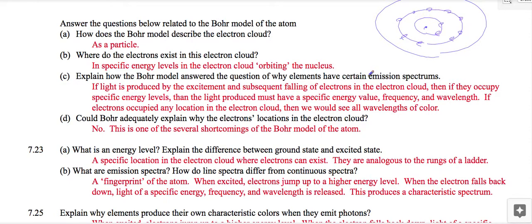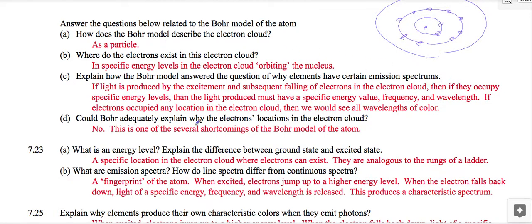Now we can excite them with electricity or fire or something like that, and they produce a very specific color of light. They produce this emission spectrum. And the spectrum then shows that the electrons are falling from a very specific electron shell to another specific electron shell. Because if they could fall anywhere or exist anywhere in the electron cloud, then we would see a continuous spectrum, a rainbow pattern, as opposed to individual bright lines. So that's how it explains that they have different emission spectrums.